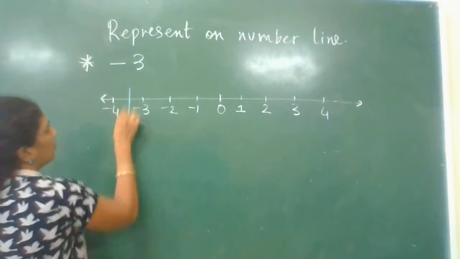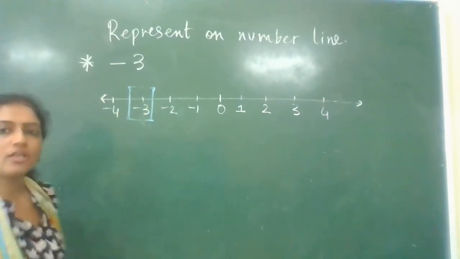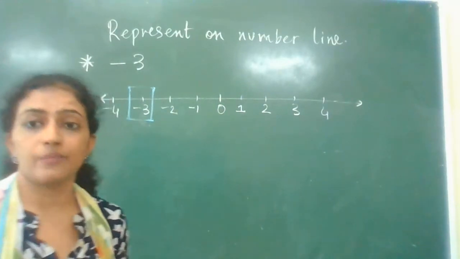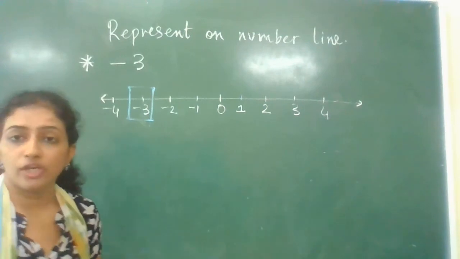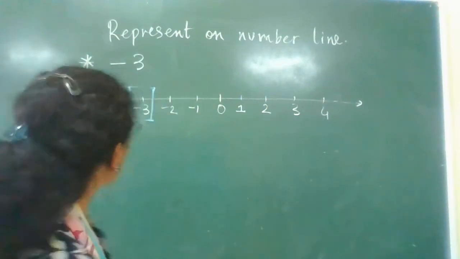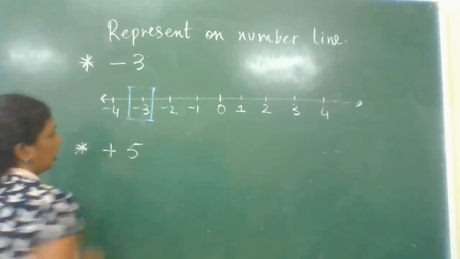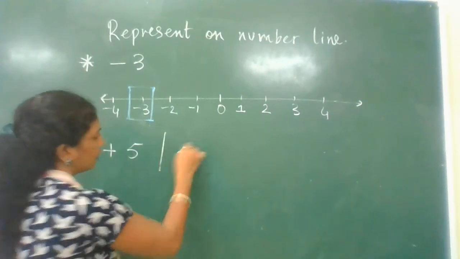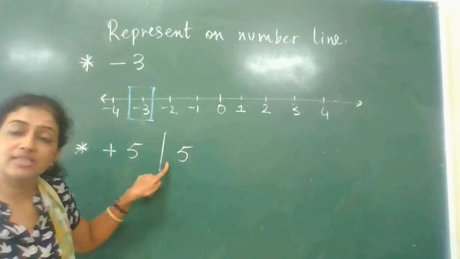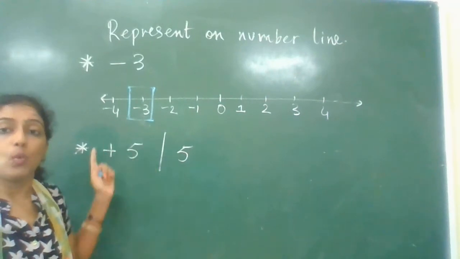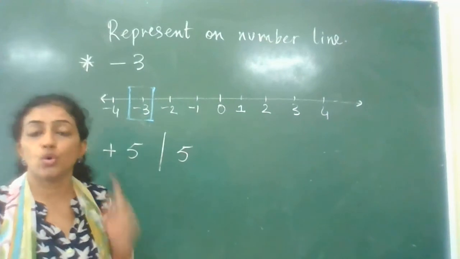You have to put the box on minus 3 because this is your answer. Okay, so this way you can show the given number on the number line. Suppose I give you one more number, that is plus 5, or else I'll just give you the 5. If I don't give the sign, it has the same value, because positive integers we don't show the sign.